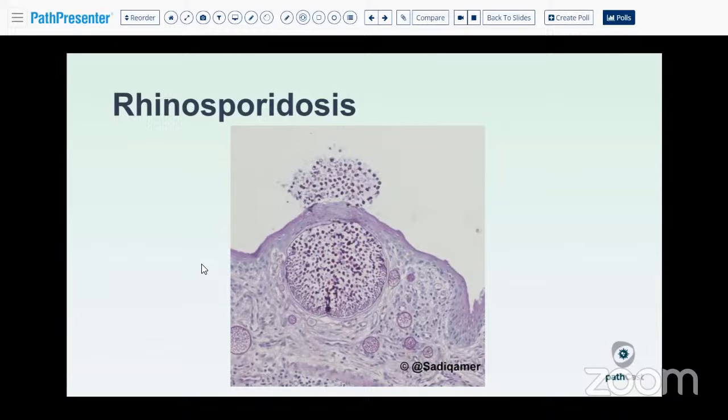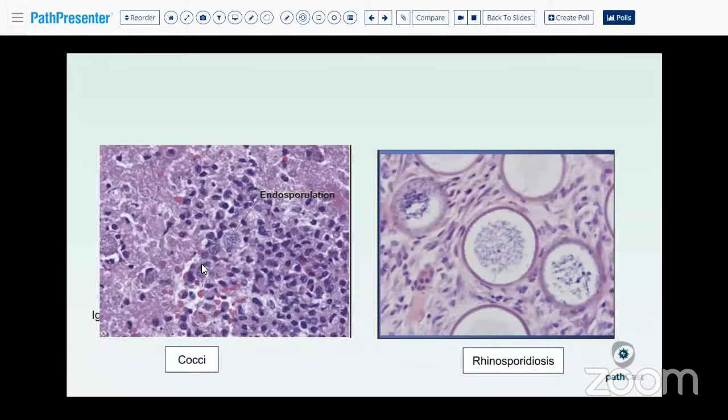Here's a beautiful picture of rhinosporidiosis from the Twitterverse. And here we see it ready to explode with its endospores and infect another individual. Cocci and rhinosporidiosis side by side. So again, order of magnitude difference. An average of 50 microns versus an average of 200 microns. But both of them can have that lacy gray cytoplasm and that endosporulation. So if you don't know your organism sizes, you might get them confused.